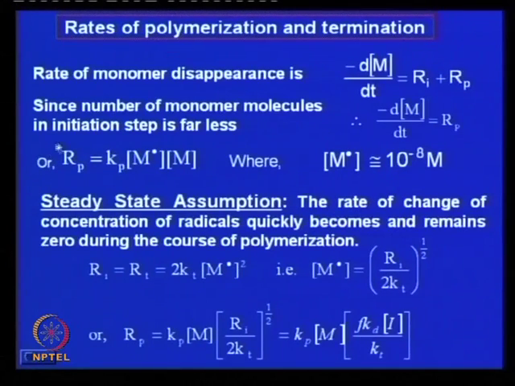Now, in order to evaluate this rate of propagation, we have to know these parameters: K P, M dot, and M. That means the concentration of monomer at any instant of time, unreacted monomer remaining, and M dot. Now, the quantity of monomer present at any instant of time can be estimated. There are procedures. But how to estimate M dot? As I mentioned, its concentration is very less and so transient that it is very difficult, almost impossible.